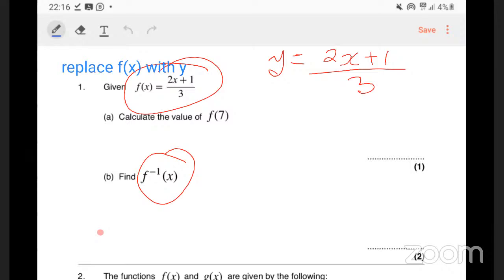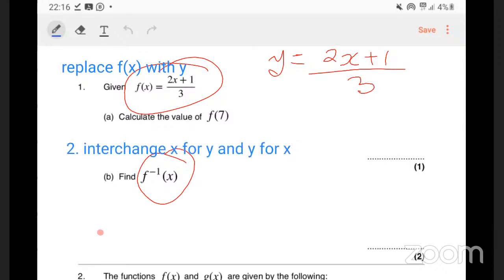Now what we're going to do is to interchange x for y and y for x. So the next step, number 2, is to interchange x for y and y for x. All right, so that's the second step.